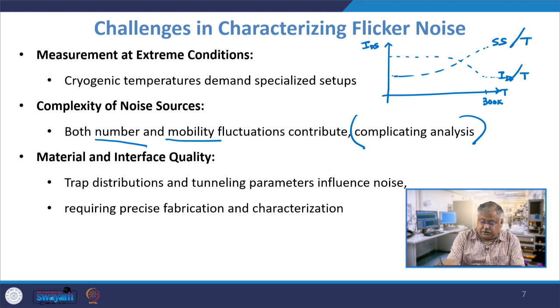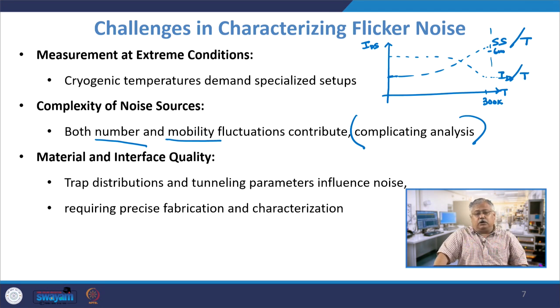So, this is the general trend of SS and the general trend of ID versus temperature. As the temperature drops down, your subthreshold slope will be even smaller than 60 millivolts per decade. If you put 60 millivolts, this is what you get at 300 Kelvin, at 3 Kelvin it is lower than 60, which means that the switching thresholds are much higher.